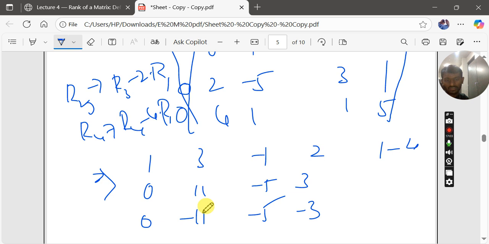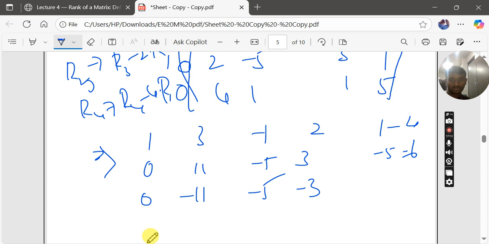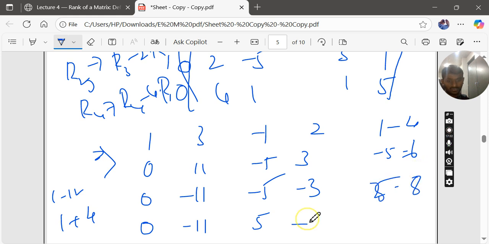Be careful about symbols. Here, why are we getting minus 11? Okay, minus 5 minus 6 is minus 11. What is the next step? R4: so 0 you will get here, 1 minus 2, which is nothing but minus 11. And again here you have 1 plus 4, which is 5. There is no doubt in that. And again 5 minus 8 is minus 3.